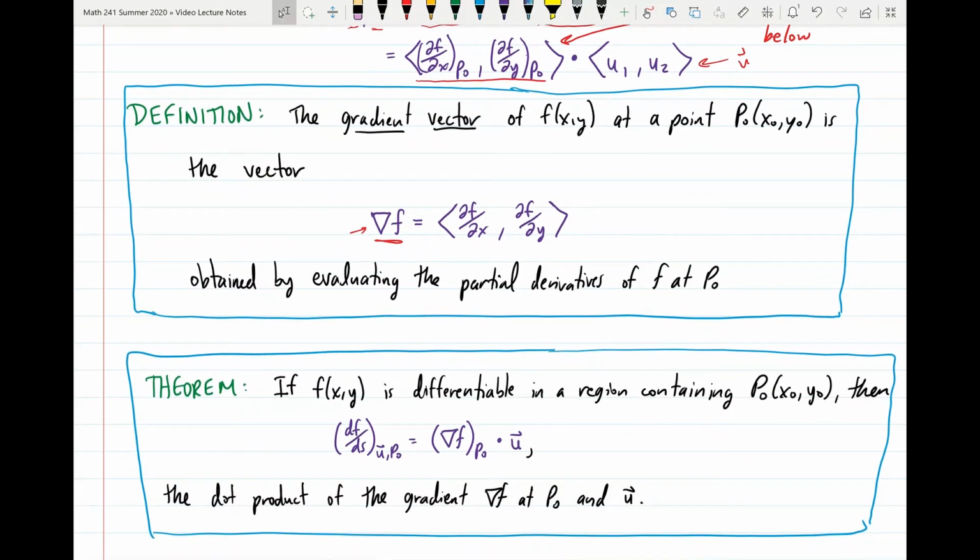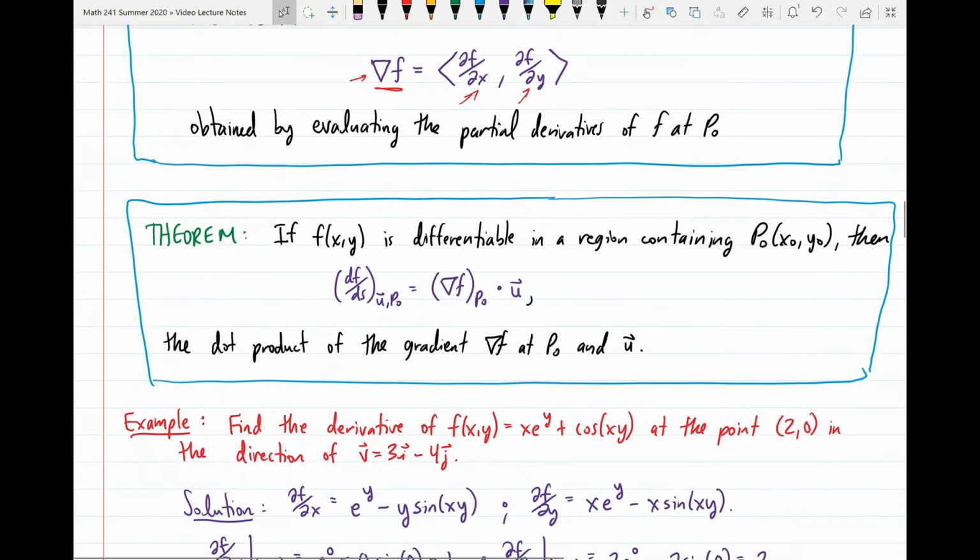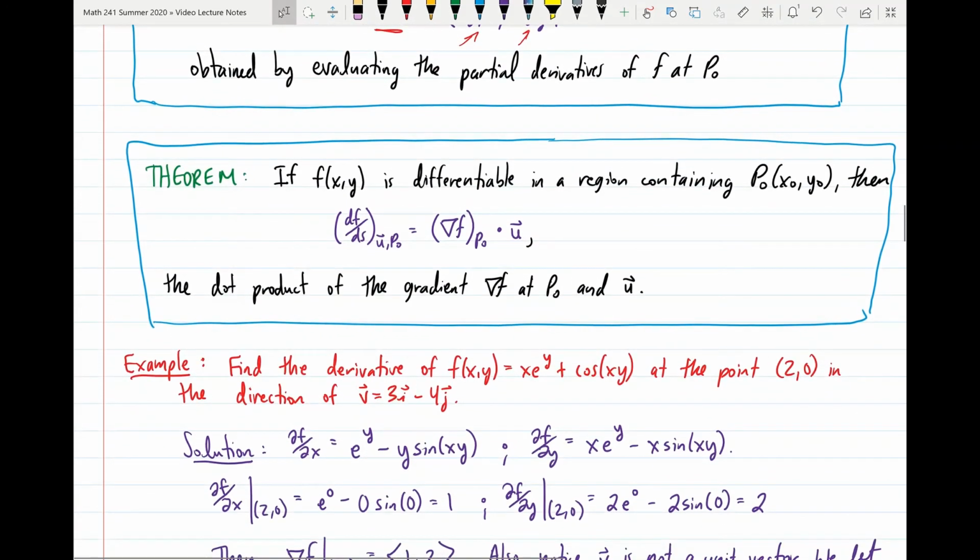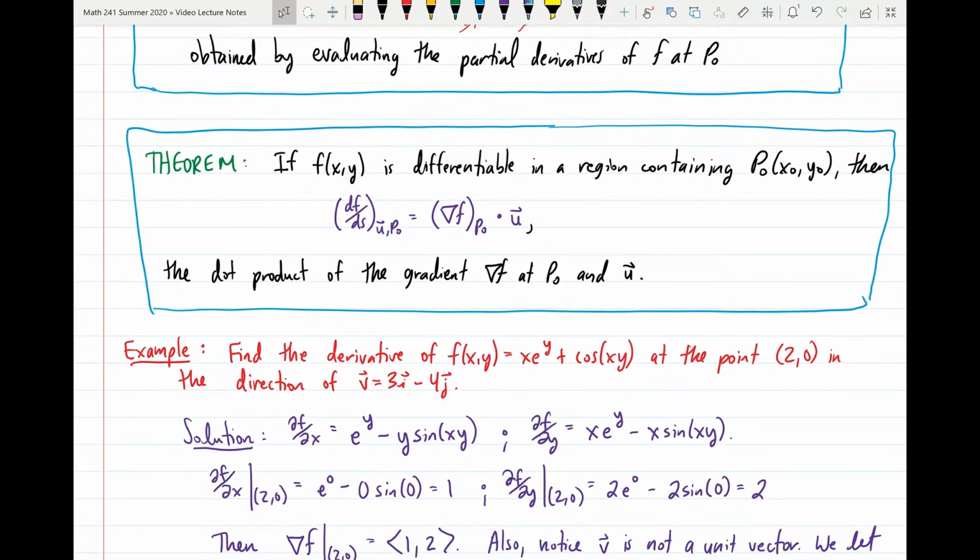And we obtain the gradient vector at different points by evaluating the partial derivatives of f at the point p naught. So if we want specifically the gradient vector at a point p naught, then we're going to plug the point p naught into the partial derivative of f with respect to x, and then the partial derivative of f with respect to y, and the resulting vector will be the gradient at that point. And now, here's the big theorem. This is why this is helpful in calculating the directional derivative.